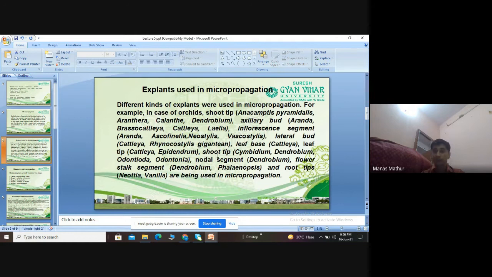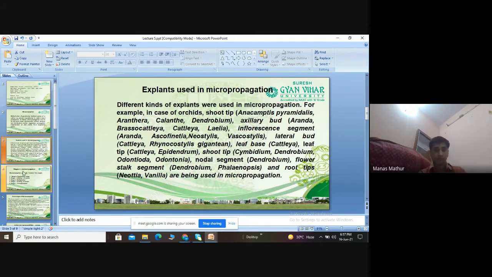We use shoot tip culture for Cymbidium and Dendrobium. We use nodal segment for Dendrobium. We use flower stalk segment from Dendrobium. We use root tips for Vanilla and Neottia. It means we can use different explants, the excised part of a plant from which we generate the whole plant in the tissue culture lab. So these are different explants in different plants used in micropropagation. Normally most of the time we use leaf and nodal segment as the explant.